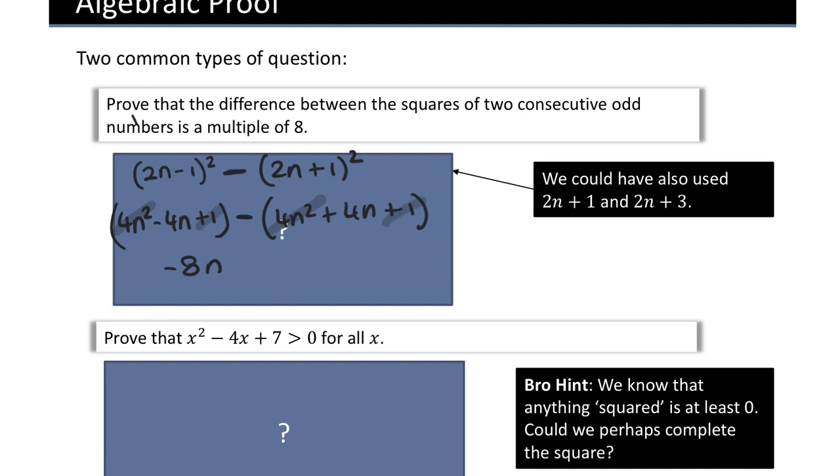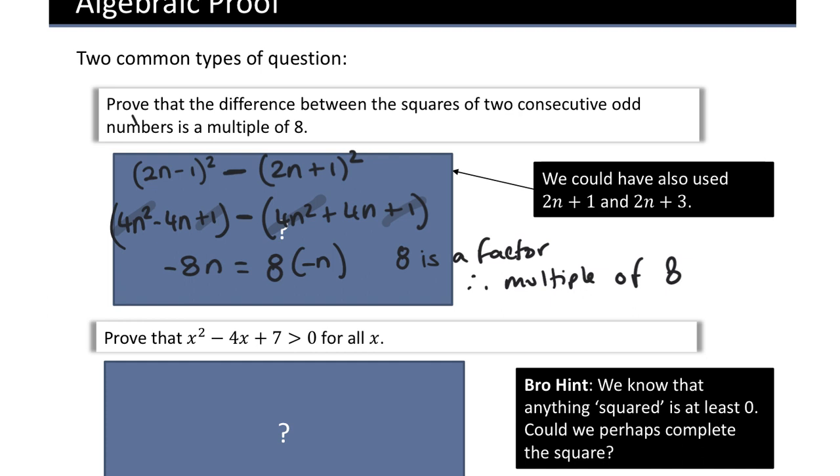Okay, now I need to make sure I factorise 8 out, so it's minus n. Okay, don't take out a factor of minus 8. No, we just want to take out the positive. Okay, 8 is a factor, therefore multiple of 8. Okay, so this is GCSE, and we should be fairly comfortable with that now.